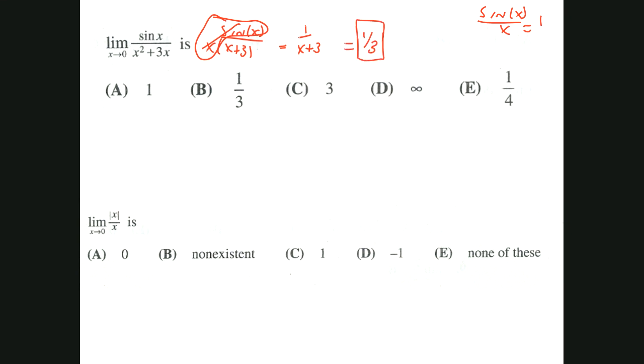The next problem, remember the graph of this thing looks something like this. As x approaches 0, the limit is going to be non-existent.